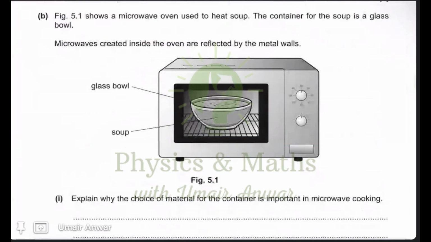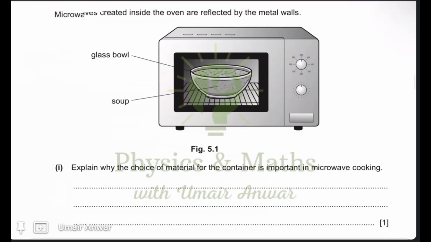The next part says figure 5.1 shows a microwave oven used to heat soup. The container for the soup is a glass bowl. Microwaves created inside the oven are reflected by the metal wall. So this oven has metal walls, and whatever microwaves are created, they are reflected back so that they are concentrated towards this pot or the bowl, and the soup is heated up.